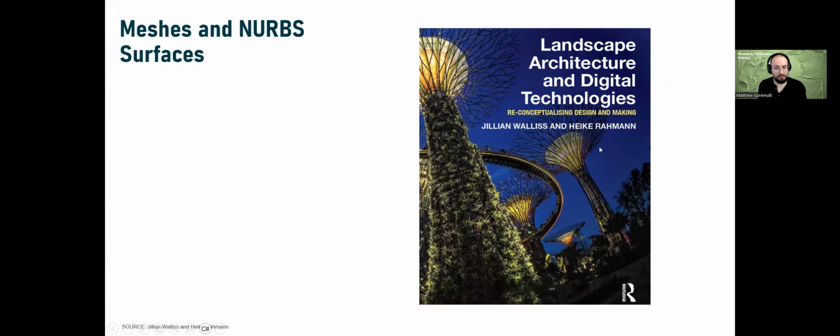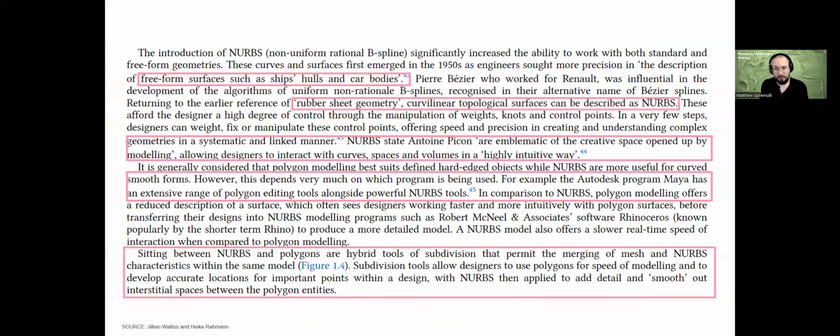This has been a hot topic from my perspective inside of landscape architecture over the past 10 to 15 years, maybe a little more. And books like Gillian Wallace and Heike Rahman's Landscape Architecture and Digital Technologies attempted to start to break this down for people, where they described the history of both and tried to tie in some conceptual thinking from people like Antoine Picon, adding some philosophy that NURBS are emblematic of the creative space opened up by modeling.